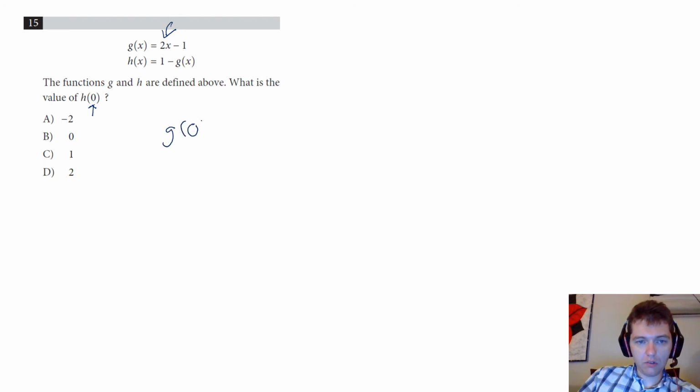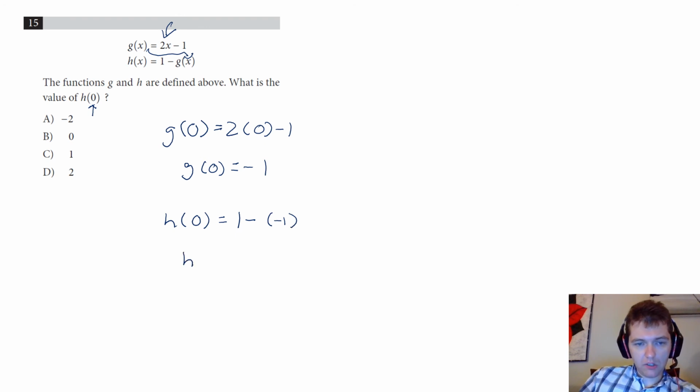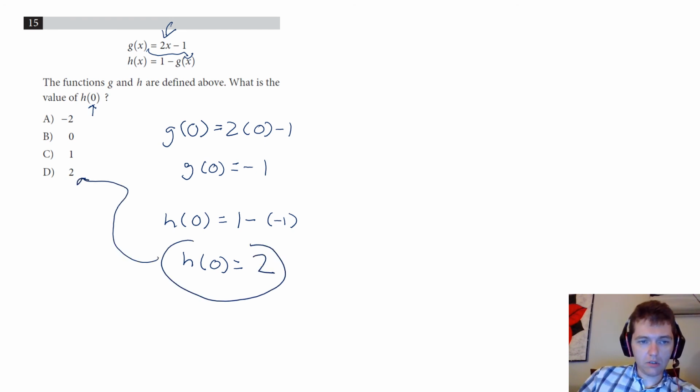So g of 0, because we're plugging 0 in, is equal to 2 times 0 minus 1, which means that g of 0 is equal to negative 1. Go ahead and plug that information in here, which means that h of 0 is equal to 1 minus negative 1, which is 1 plus 1, equal to 2. h of 0 is equal to 2, which is answer D.